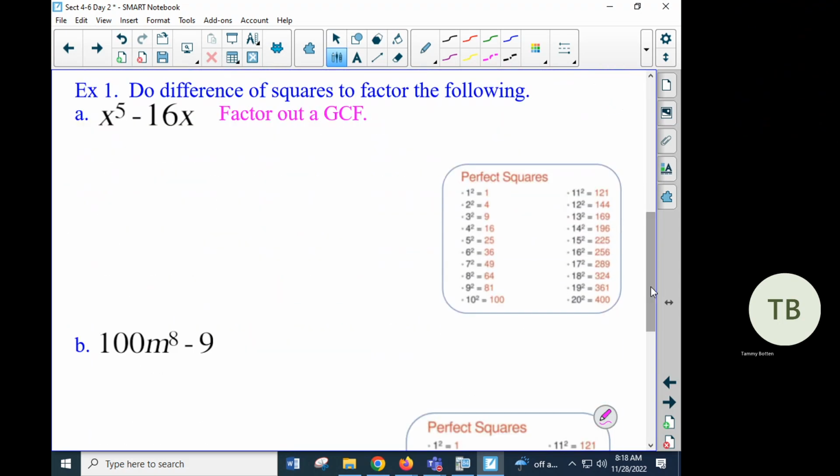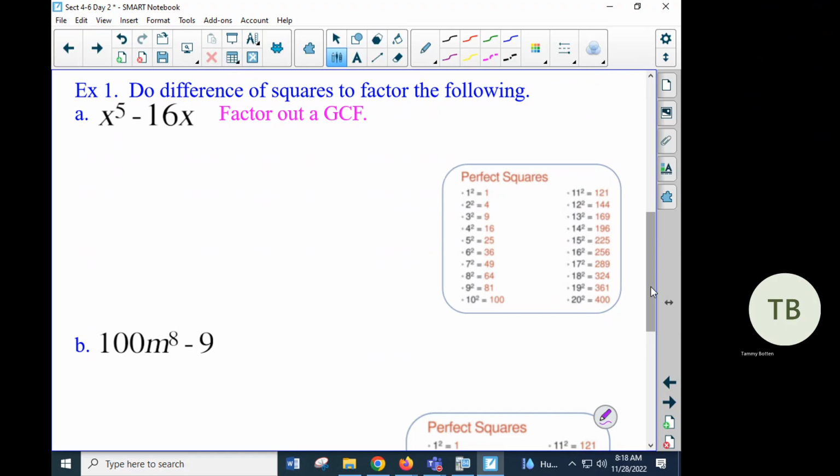All right, so if we look right here, it says do difference of squares to factor the following. So the very first thing that you always want to do with this is look at, is there something you can factor out front?